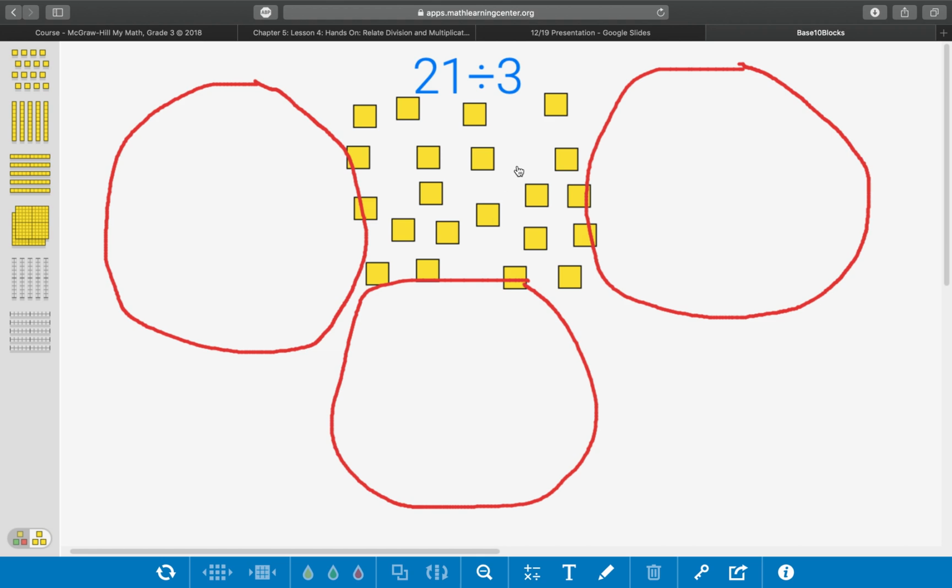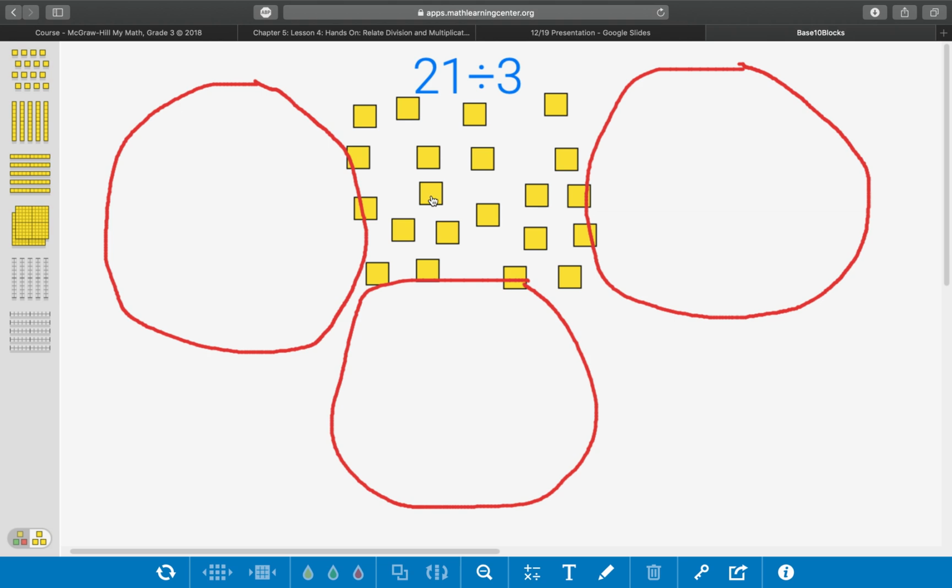All right, it's been a while since we've done division, but let's just make sure that we remember what we're doing. 21 divided by 3 is what this division sentence says. So I have 21 counters, and when I divide by 3, it means I'm putting them into 3 separate groups, but they need to be equal groups.